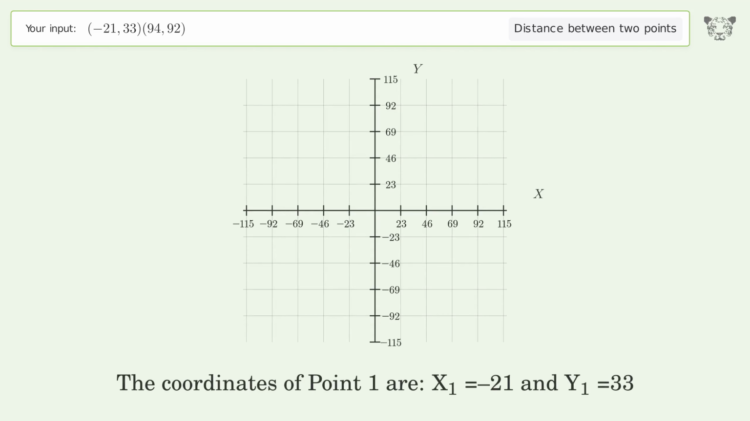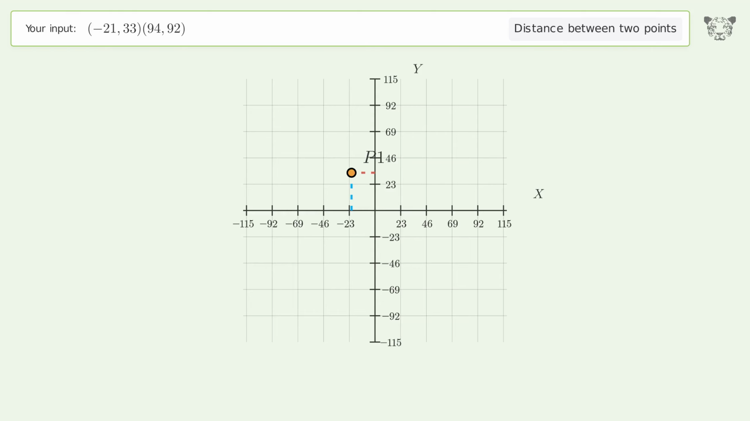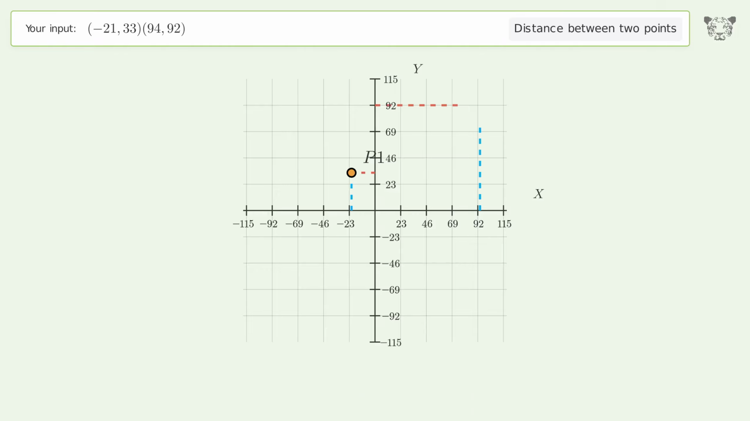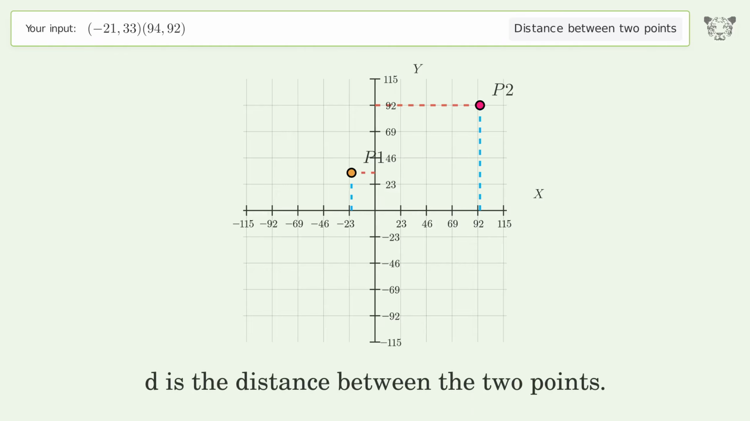The coordinates of point 1 are x1 equals -21 and y1 equals 33. The coordinates of point 2 are x2 equals 94 and y2 equals 92. D is the distance between the 2 points.